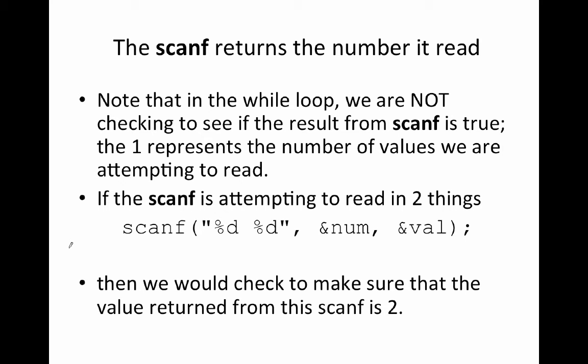So again, remember that the scanf function returns the number of things that it successfully read in. So it's not true or false, it's the actual number. So let's say we have a scanf that's attempting to read in 2 things. We want a scanf that is going to read in 2 integers into the locations of 2 integer variables num and val. So in this case, there are 3 possible values that the scanf function would return. 0 if it was not able to read anything in, 1 if it was only able to read into the first variable, or 2 if it was successfully able to read integers into both variables.